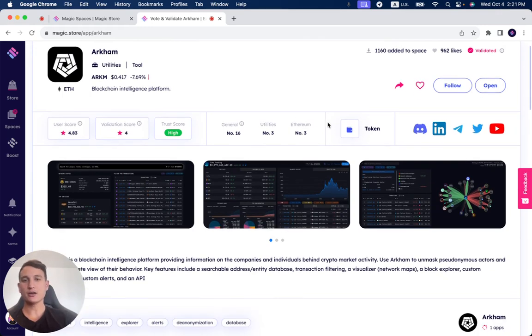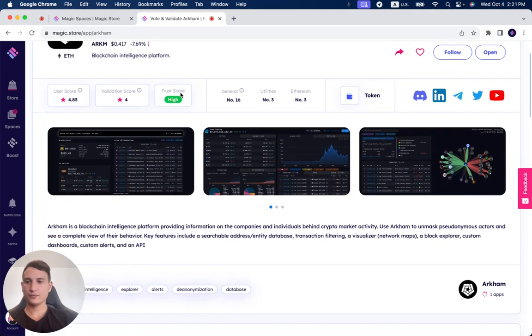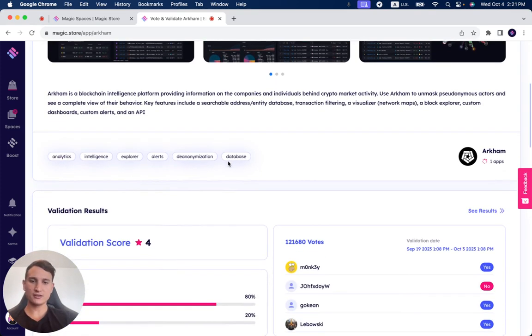It's number 3 on all of the Ethereum apps that are on the Magic Store. Number 3 in utilities, number 16 in general, out of over 1,100 applications that are on the Magic Store. So it's quite impressive. Arkham is a blockchain intelligence platform, and we're going to understand what it is.